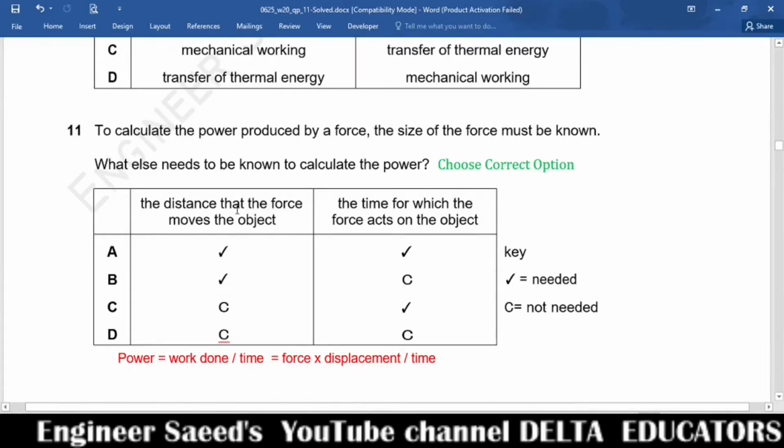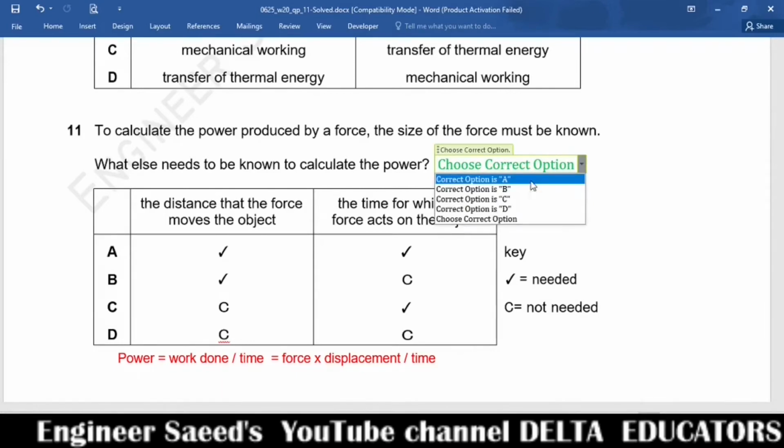Here we have two columns. In the first column, the distance that the force moves the object is given, and in the second column, the time for which the force acts on the object is given. Now in option A, it is shown that both the distance and the time are needed. Here it is discussed that to calculate the power other than force, we should know the displacement or distance and time. Means both distance and time are needed. That is shown in option A.